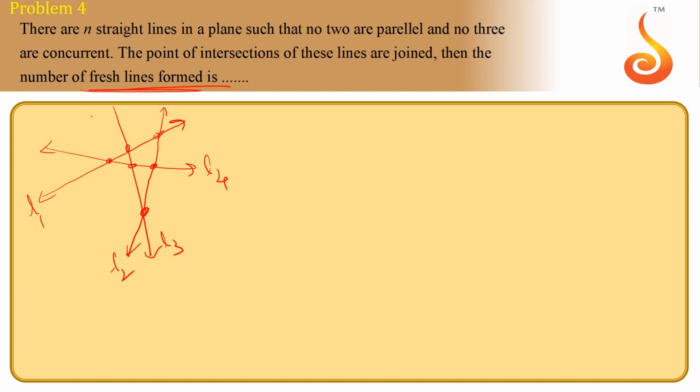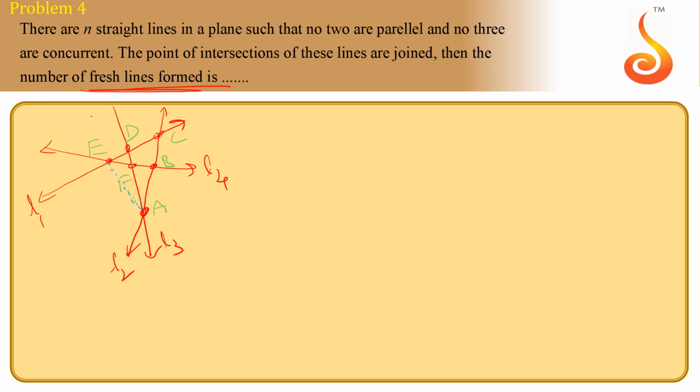Now again, if I join the points with straight lines, name them A, B, C, D, E, F. Now to get a straight line, you have to join again the points. So AB is already an old line, AC, AD, AE. AE is the fresh line.